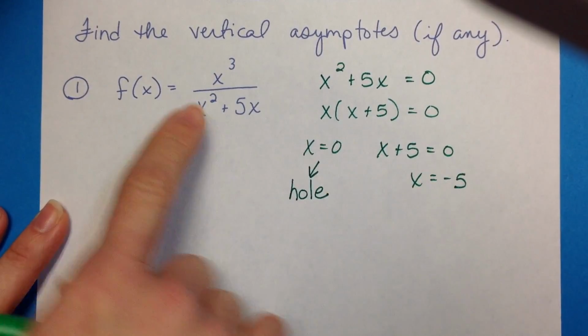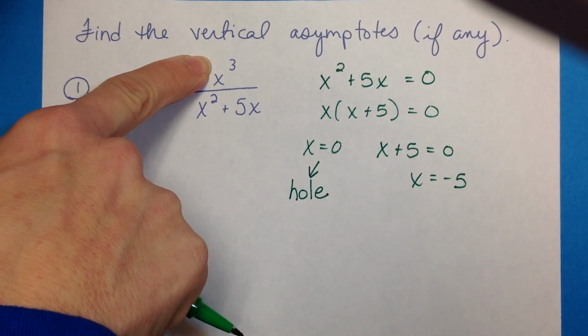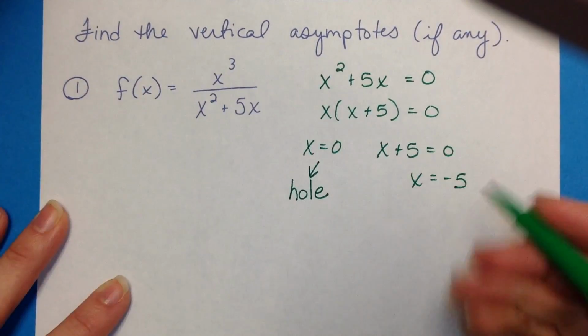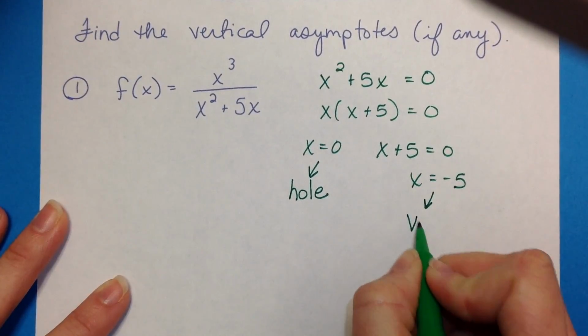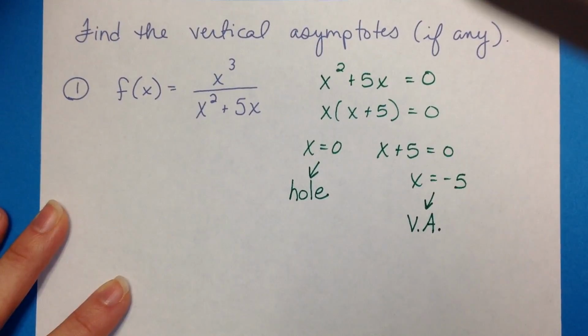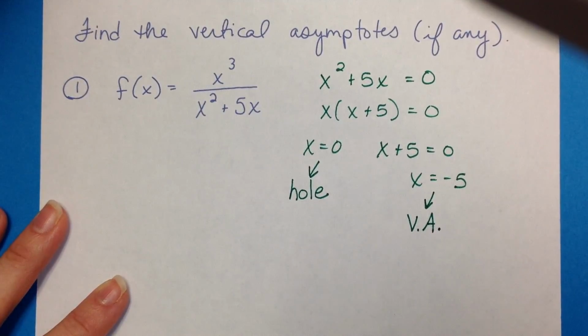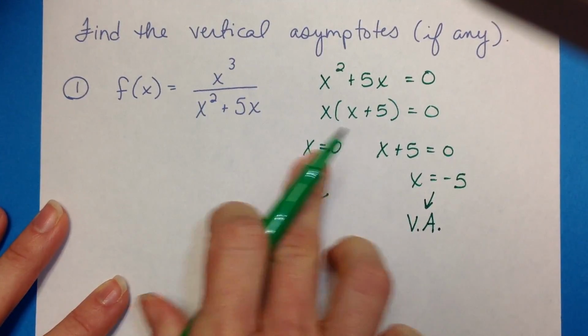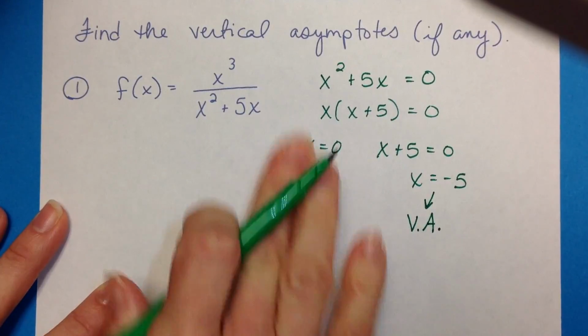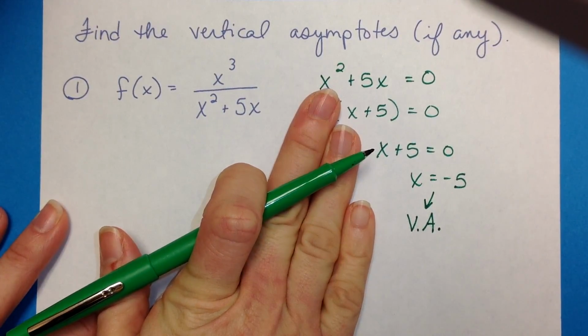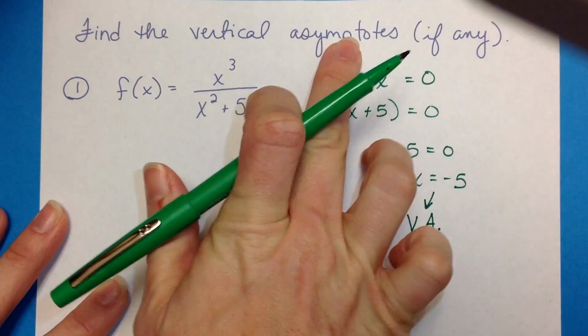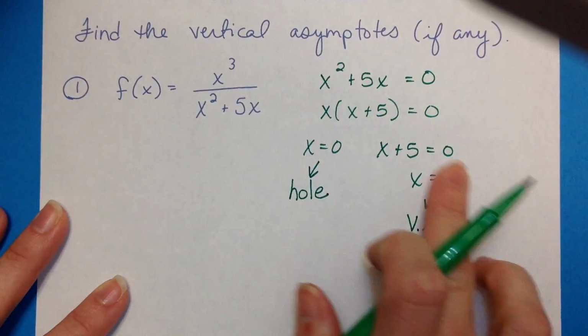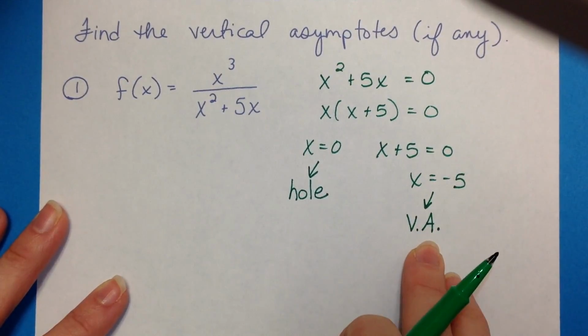Okay, negative 5 is not going to cause your numerator to equal 0, only your denominator, so this would be a vertical asymptote. Now when you're checking your answer, they're not going to tell you that x equals 0 is a hole. They're just not going to have that written in the list of answers, because the only thing you're asked about is vertical asymptotes. So the only thing you will see expressed as your answer is just x equals negative 5.